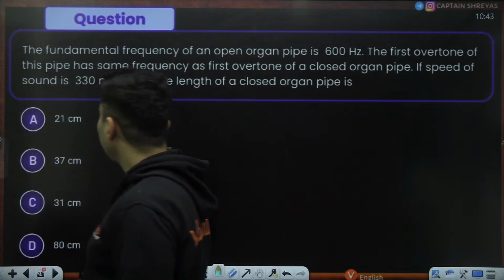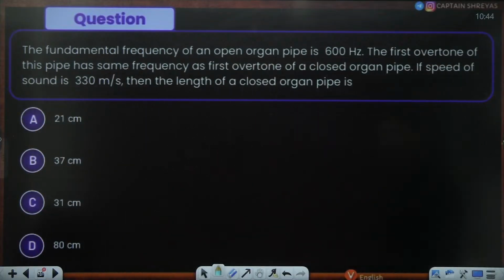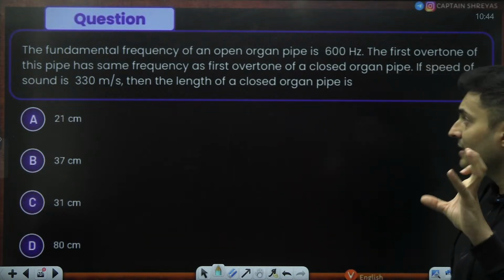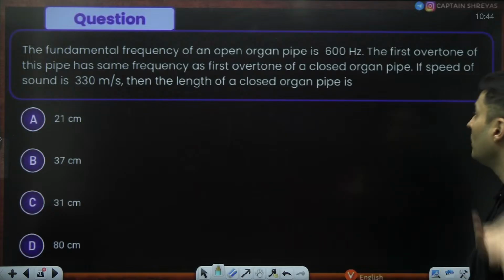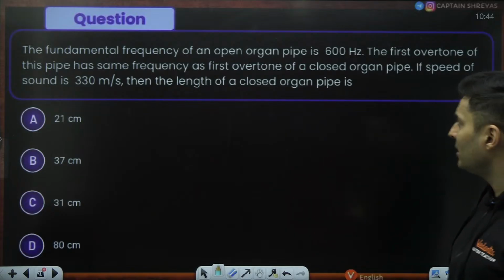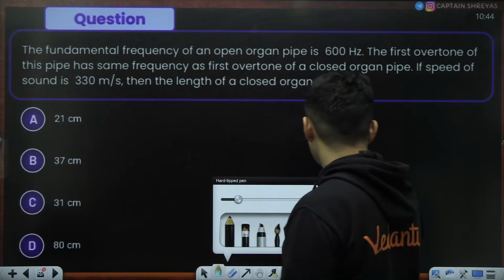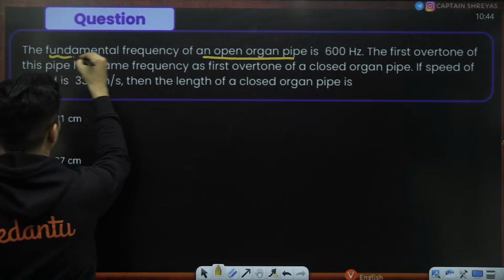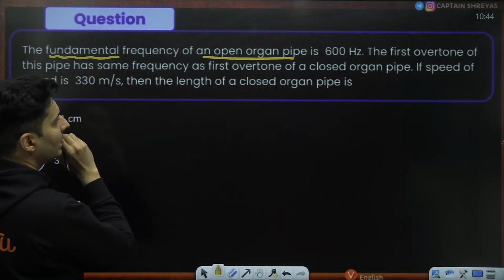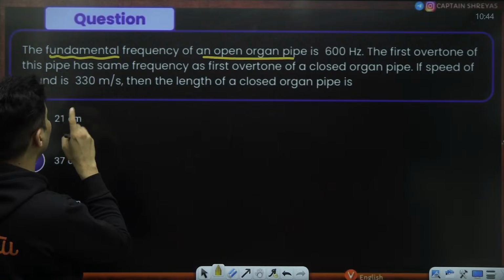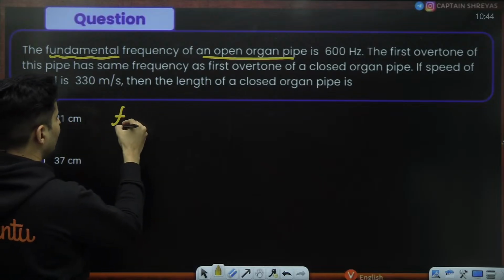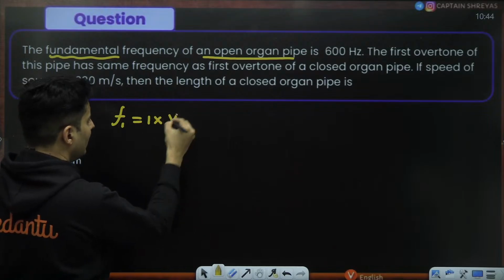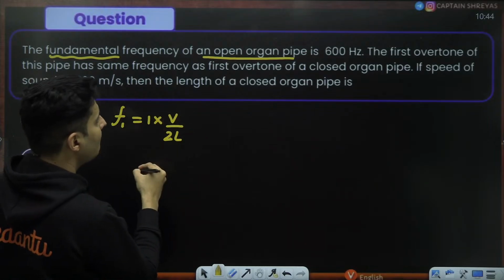Okay, moving on. The fundamental frequency of an open organ pipe is 600. The first overtone of this pipe has the same frequency as the first overtone of a closed pipe. The speed of sound is this much, the length of the closed pipe is. These kind of questions are also again standard. Let's start with an open organ pipe, and we are talking about the fundamental frequency, and it is given that the first overtone has the same frequency. Okay, the first frequency will be N, which is 1, V divided by 2 times L.